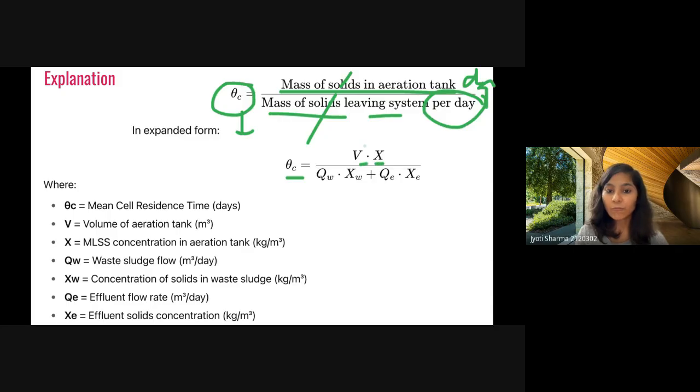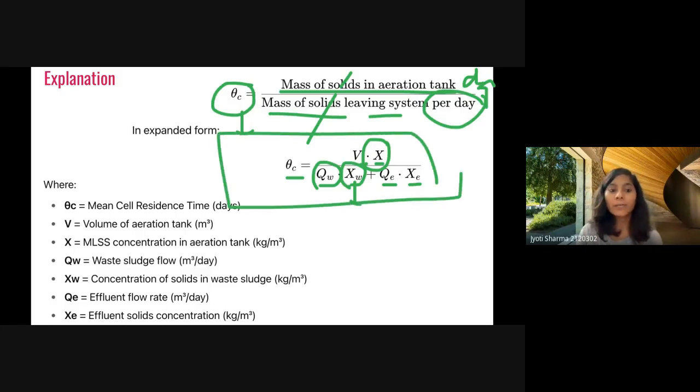So this is your volume, this is your microorganism concentration, then this is your flow rate, and this is your microorganism that is leaving the system, so wasted, W is wasted, and this is QE, that is the effluent flow rate, and this is effluent microorganism or solid concentration. So this is the formula of your mean cell residence time, MCRT.